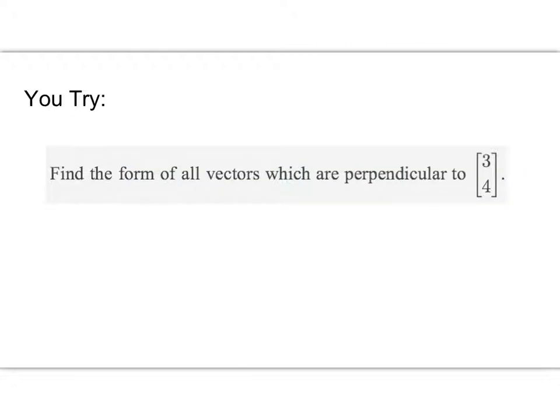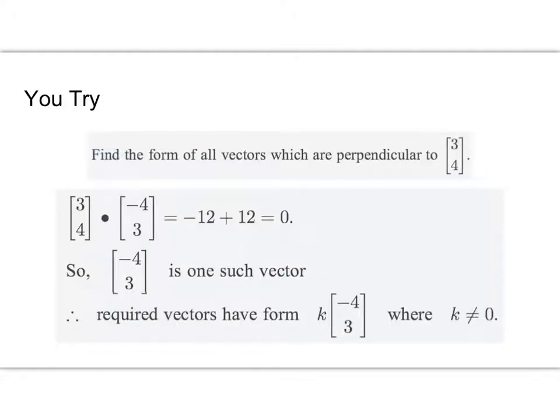Here's one for you to try. Find all the vectors that are perpendicular to the vector 3, 4. Stop this and turn it back on when you're ready to check your answer. Okay, hopefully you've got the right answer. The vector is k times the vector in column form, sorry, of -4, 3. And k, by the way, I forgot to mention that k can't equal 0, because then you don't have a vector. You have the 0 vector.